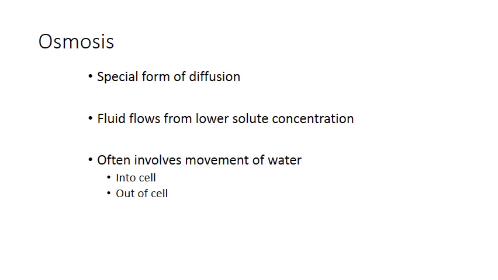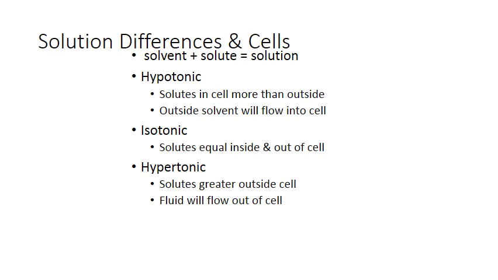Osmosis is a special form of diffusion. The fluid flows from a lower solute concentration, and it's only water. It can go into a cell or out of a cell. Is this semi-permeable osmosis? So diffusion is like the general whole thing, and osmosis is like a subset. Osmosis requires a membrane, and I thought the picture was on here.